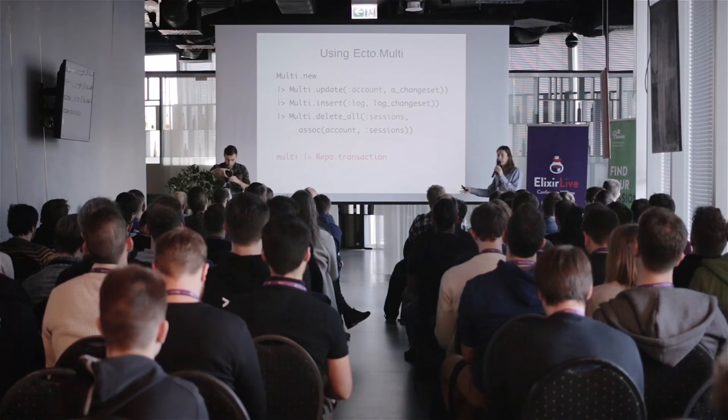In this example, which is taken from Ecto docs, we are trying to update a user account. So we first update the actual user in the database. Then we insert a log about it, for example, if we want to do event sourcing. And then at the end, we delete all the user sessions because, for example, he might have changed his password. So then we can pass all of this to the Repo.transaction.